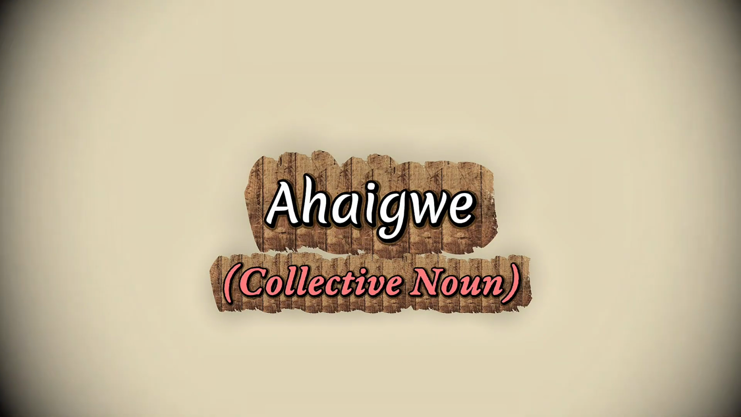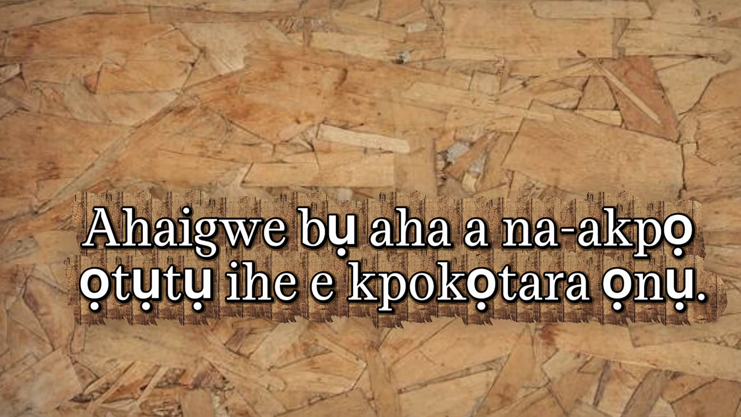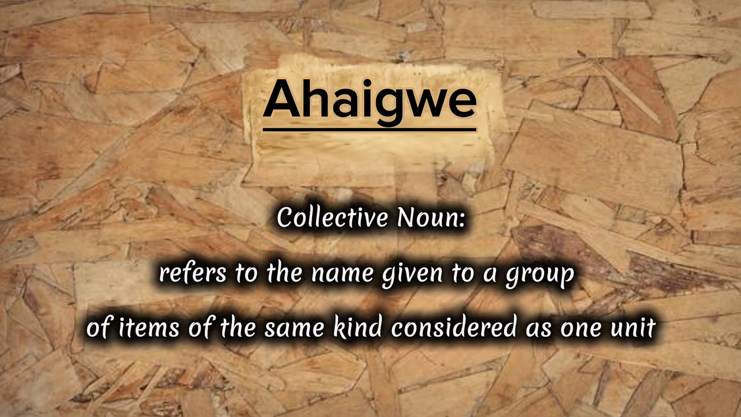All right, and so the next one we want to look at is Ahaigwe, collective noun. So Ahaigwe bụ aha a na-akpọ ọtụtụ ihe kpokọtara ọnụ. Ahaigwe is the name we give to things of the same kind gathered together. Ya bụ Ahaigwe bụ aha a na-akpọ otu ụdịrị ihe dị ọtụtụ mgbe ha dịkọtara ọnụ. Things of the same kind that are many when they are together. So that's the collective noun.